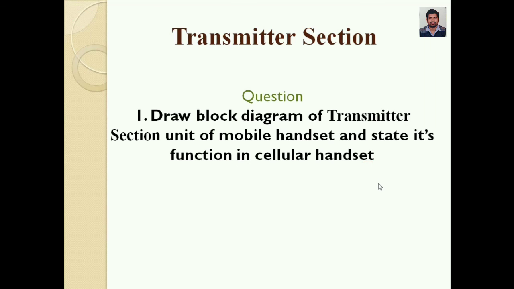The most commonly asked question is: draw the block diagram of the transmitter section unit of a mobile handset and state its function in a cellular handset. So this type of question, draw the block diagram of the mobile phone transmitter unit and explain its working, is asked in the MSBTE question paper.